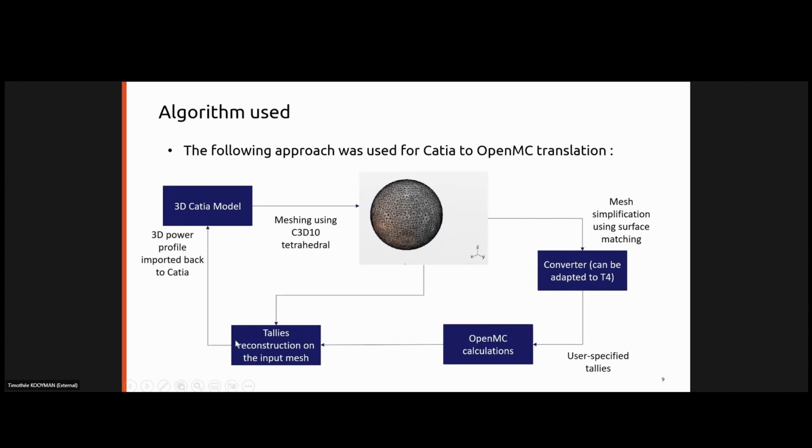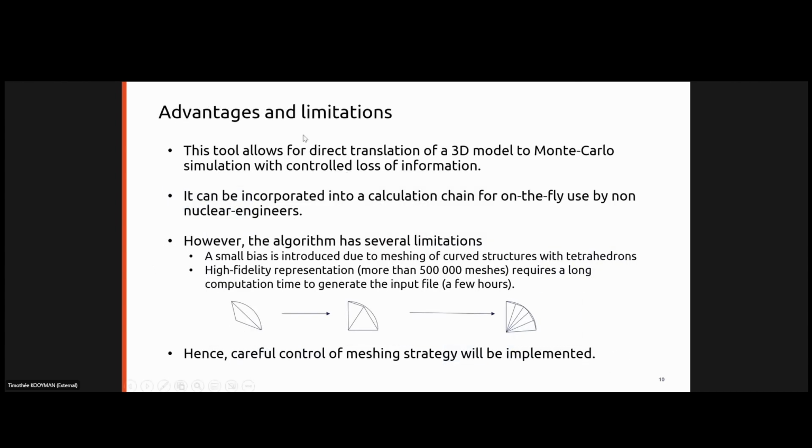And then we do some reconstruction of the tallies on the input mesh, and we can go back and typically re-import the 3D power profile inside CATIA to compute some thermomechanics, for instance. So this is very effective because it can be incorporated into a calculation chain for, I would say, on-the-fly use, because you don't need to be a nuclear engineer to use this tool. You need to be able to manipulate CATIA, but you don't need to know OpenMC, which is always interesting to do some, I would say, quick and dirty work. This algorithm, however, has a few limitations.